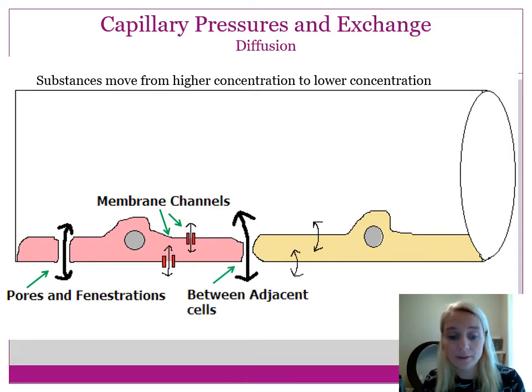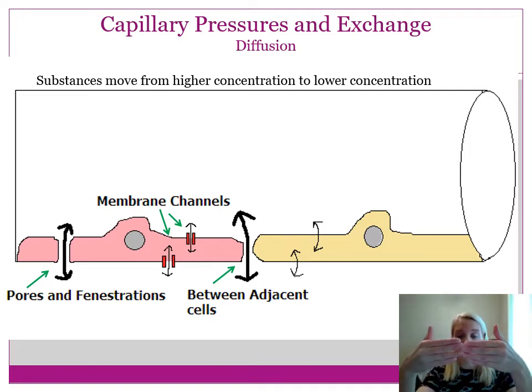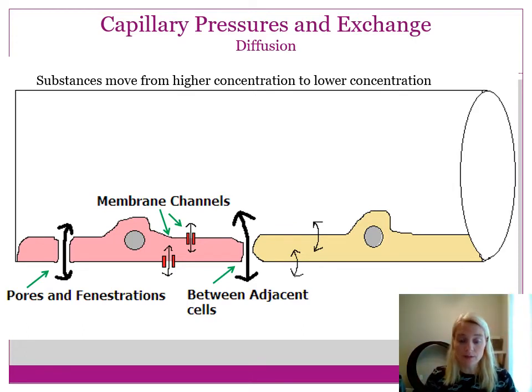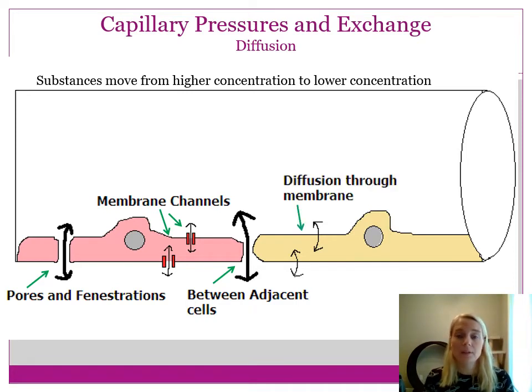The next path is between adjacent cells. So this might be more common in sinusoids where you have the gaps. You don't have tight junctions, you have gaps that larger things can move through, those adjacent cells. And then the last one that I have illustrated here is simple diffusion. This is going to be your lipid-soluble, hydrophobic, non-polar substances that can diffuse directly through the phospholipid bilayer of the endothelial cells. Okay? And then sinusoids are more like the adjacent cells, or those big gaps that you might see.